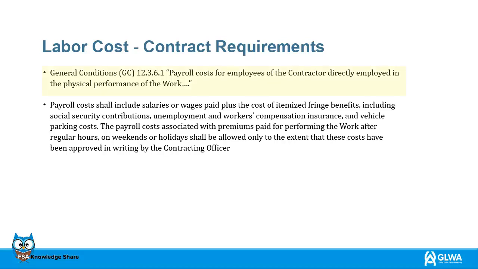General Conditions 12.3.6.1. Payroll costs for employees of the contractor, directly employed in the physical performance of the work. Payroll costs shall include salaries or wages paid, plus the cost of itemized fringe benefits, Social Security contributions, unemployment, workers' compensation insurance, and vehicle parking costs. The payroll costs associated with premiums paid for performing the work after regular hours, weekends, or holidays shall be allowed only to the extent that these costs have been approved in writing by the contracting officer.